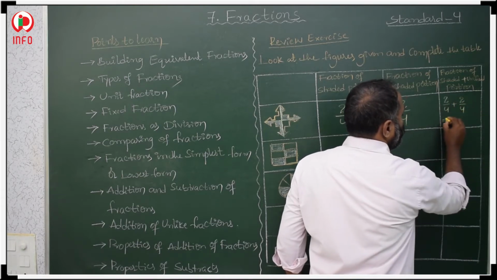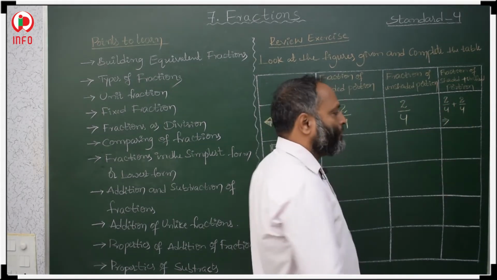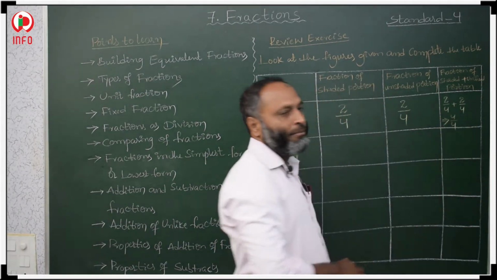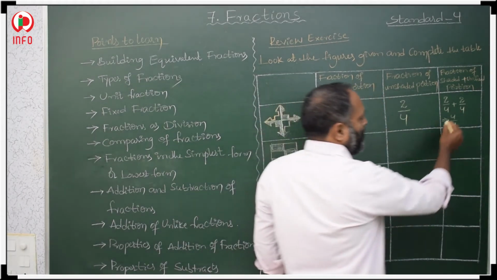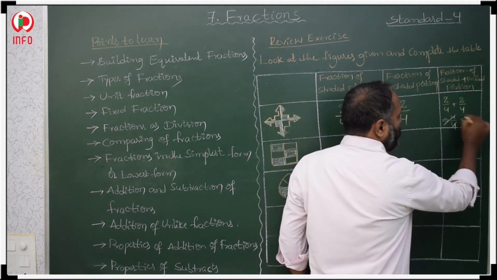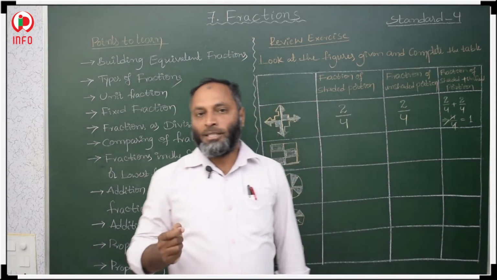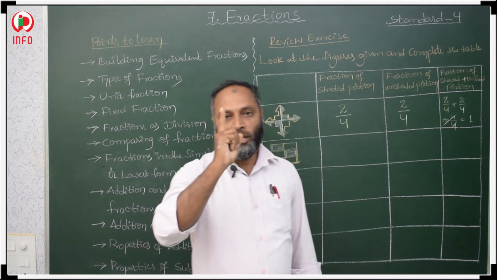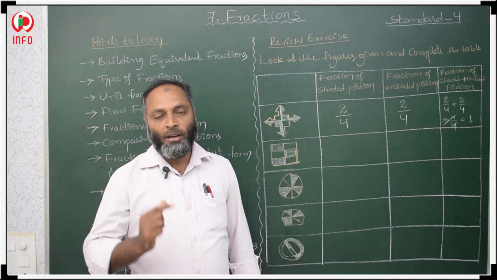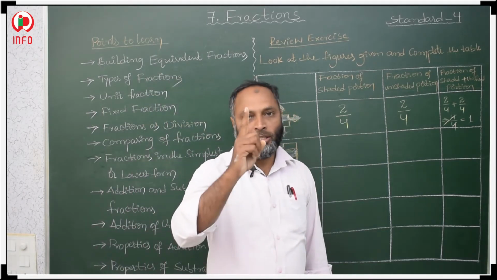Here these are like fractions with the same denominator, so we just have to add the numerators. 2 plus 2, 4, so 4 by 4. We take the denominator 4 one time. Then the 4s get cancelled, and that is 1. The numerator and denominator are the same. If the numerator and denominator are the same in a fraction, that is nothing but equal to 1.